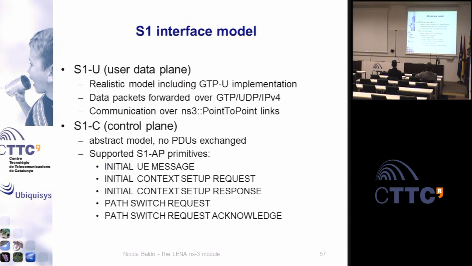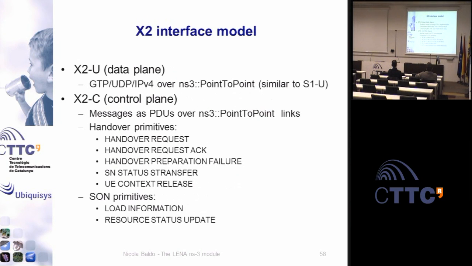For the X2 part, again, we have different levels of detail. The X2-U part is basically implemented in a similar way to the S1-U part. So we have an actual GTP-U implementation over UDP and IPv4 with point-to-point links also in this case. It's a different link, because we have one link between every pair of eNode-Bs. Well, actually, you can decide whether you have an X2 link or not, of course.